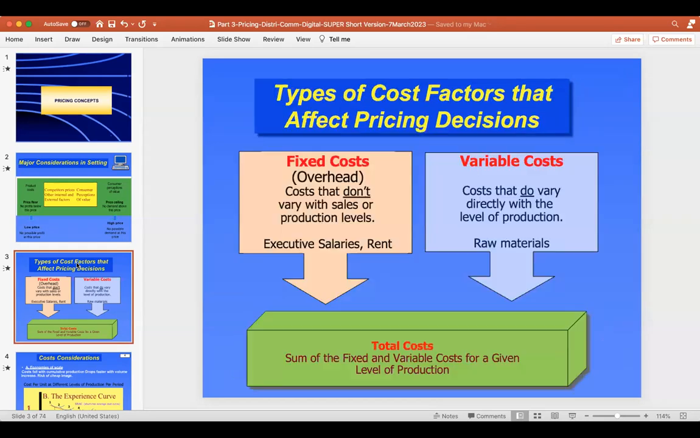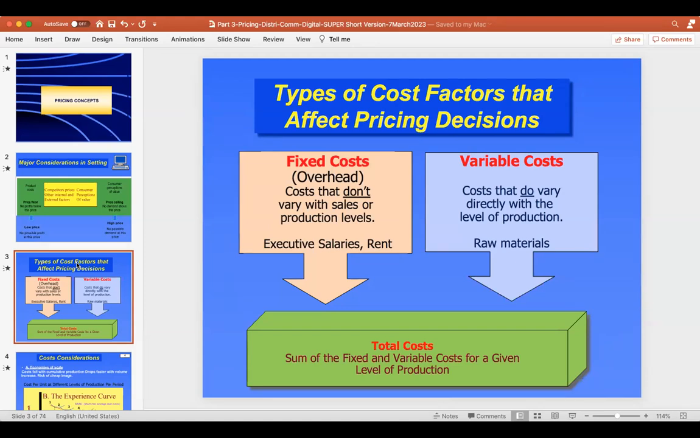There are two functions: the fixed cost and the variable cost. The fixed cost is the cost that doesn't change with the production level. You may be producing more, but it stays the same. It's the cost of, for example, renting a building or a machine, or having paid for a machine and amortizing the cost of that machine. This doesn't change, and the salaries of your executives don't change.